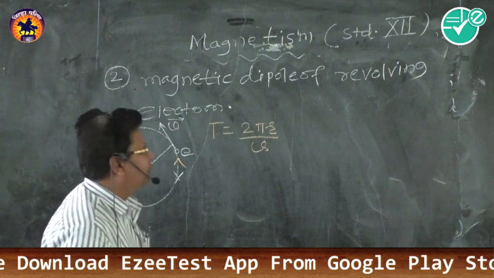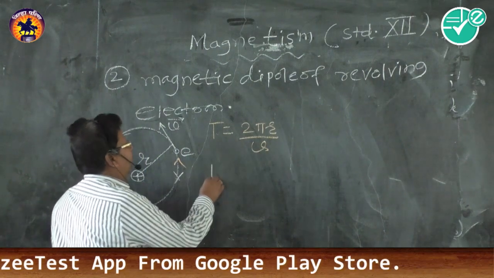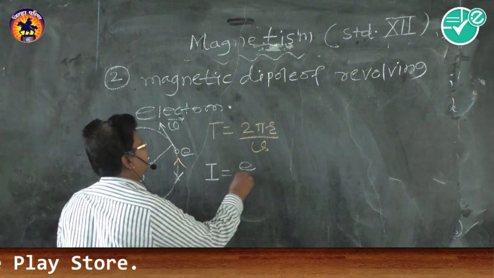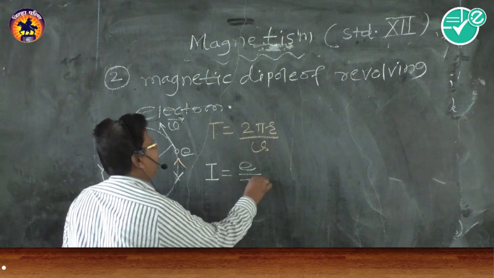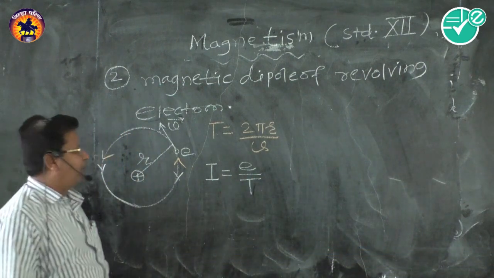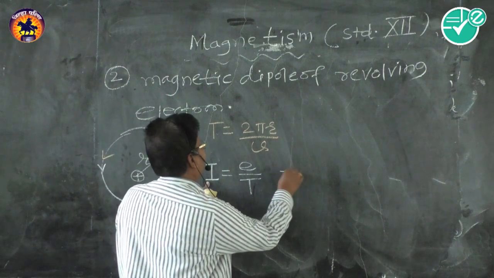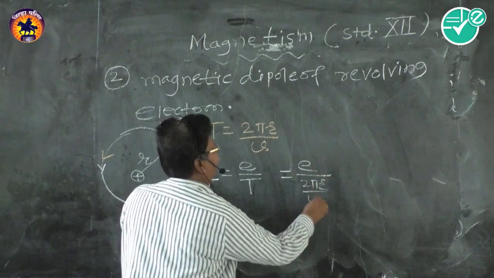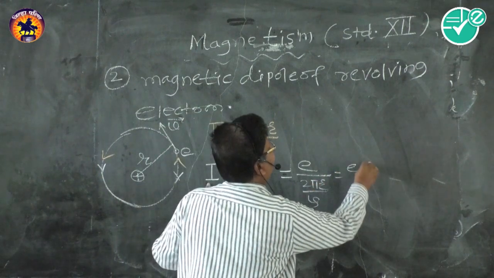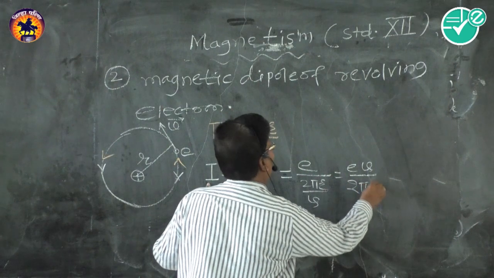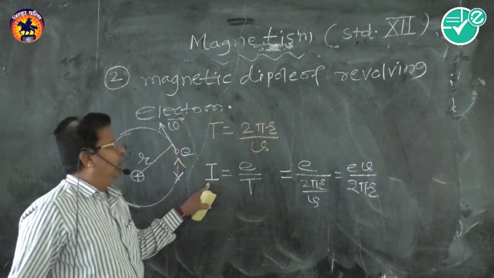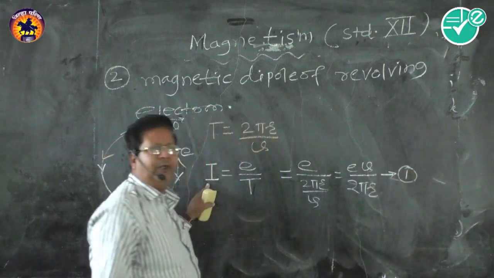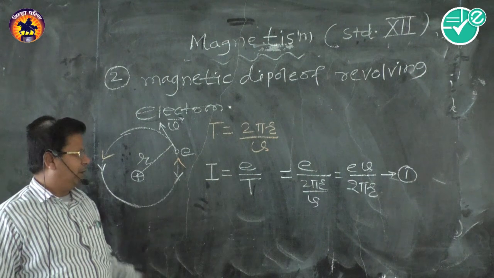Again, we know that the current is defined as I is equal to rate of flow of charge, that is e divided by T. And therefore, this current can be written as e divided by T, where T is 2 pi r divided by v, which is equal to e into v divided by 2 pi r. Say this is equation number 1. So current is given by ev divided by 2 pi r.